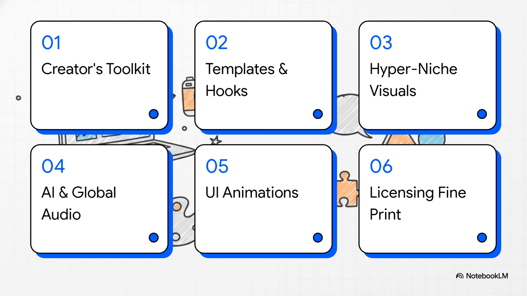First, we'll look at the Modern Creators Toolkit, then how they're hooking viewers with templates. Next up is the hyper-niche visual world, followed by AI voices and global audio, UI animations and micro-interactions, and finally, we'll dive into the fine print, which is licensing. Let's get right to it.